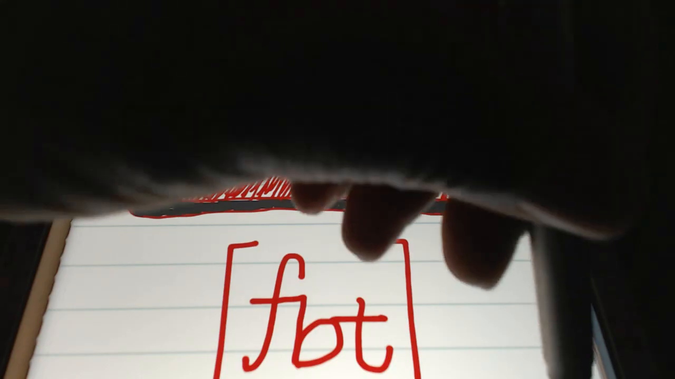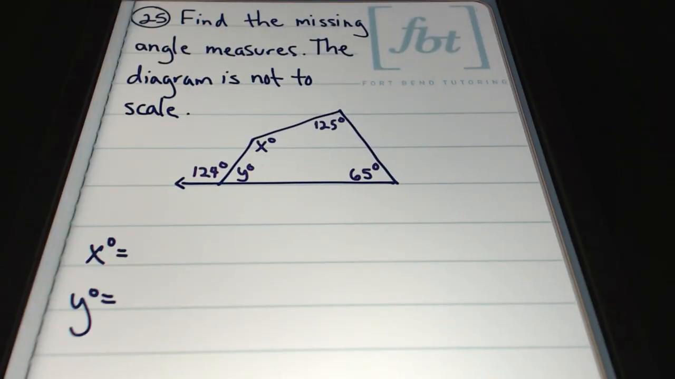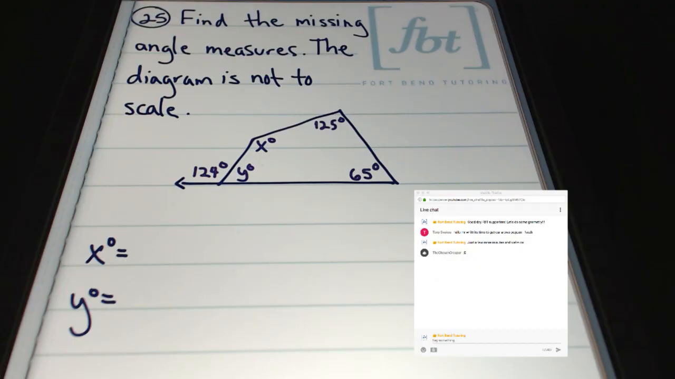And we have problem number 25, just picking up. This is part 2 of our geometry, guys. We're just picking up where we left off. That is right. And we're looking at problem number 25. It says, find the missing angle measures. The diagram is not to scale.